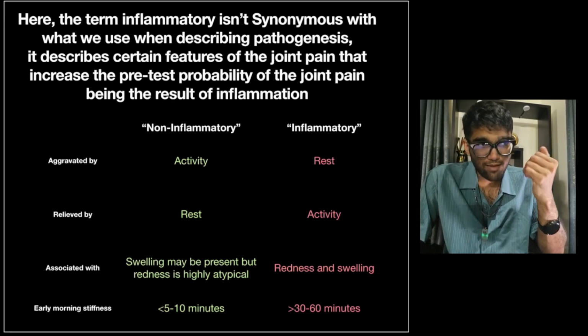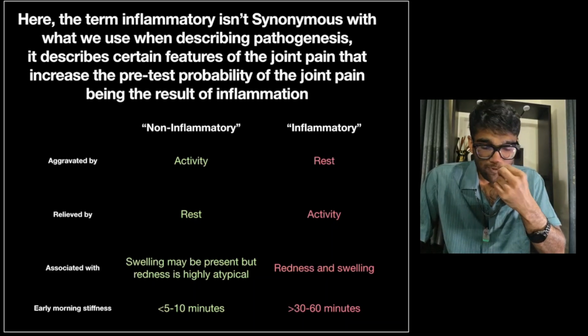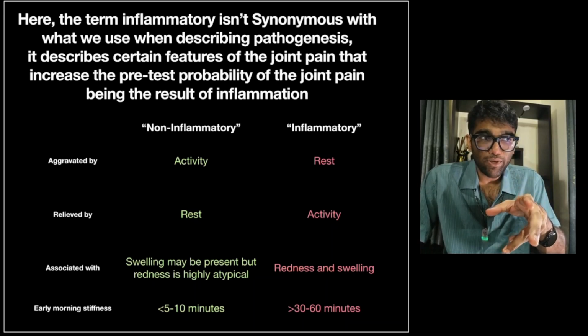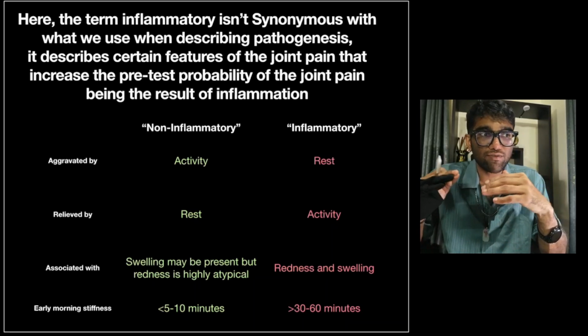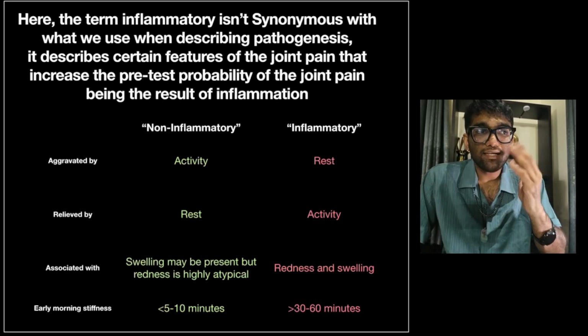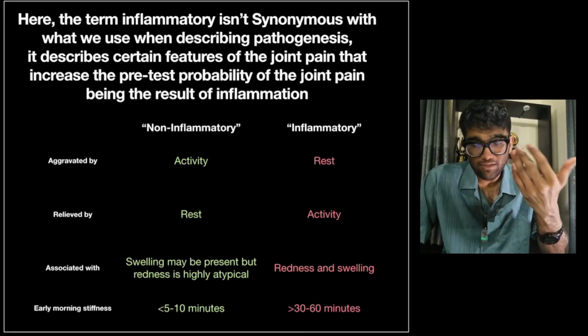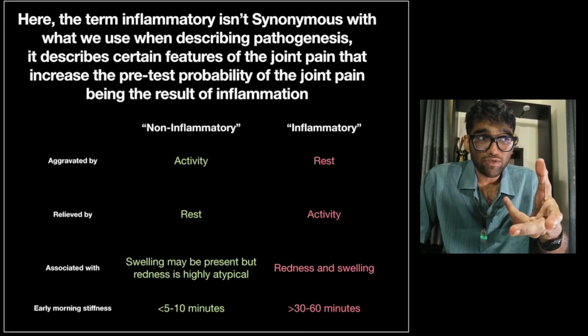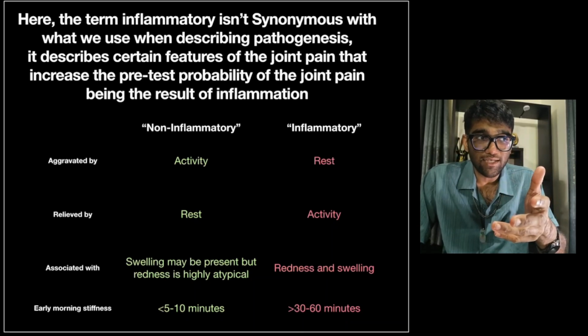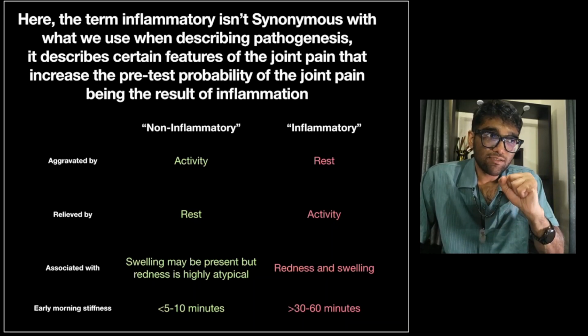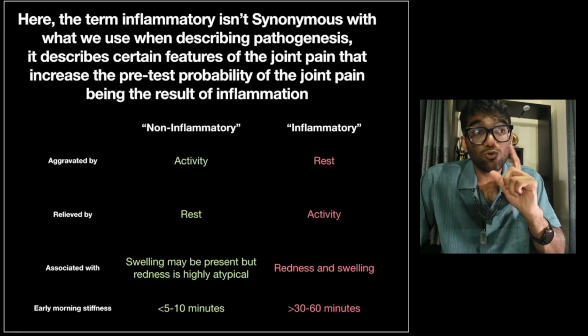However, the cutoff obviously depends on the receiver operator curves, and that is a balance of sensitivity and specificity. So the higher the cutoff that you keep, the higher the specificity. That is, the longer the duration of early morning stiffness, the more specific it is that it is inflammatory, and the shorter it is, the less specific it is, but the more sensitive it is.